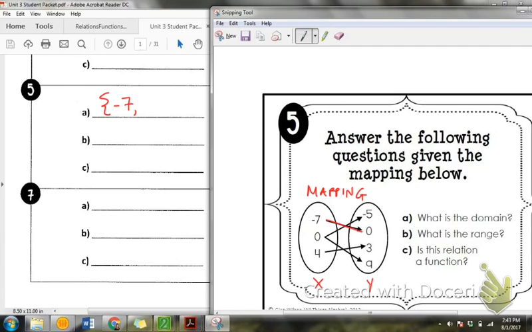Okay, we're not there yet. So then we have 0 matches up with -5 and 0 matches up with 9. So 0 is another of my domain. And then I also have, what's my other domain? 4. Okay, so I have 3 numbers here for my domain. For my range, I have how many numbers? 4 of them, right? So let's go ahead and write in part B, what is the range? -5, 0, 3, 9. Any questions on the domain and range part?